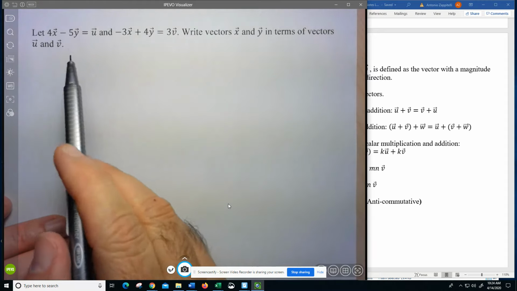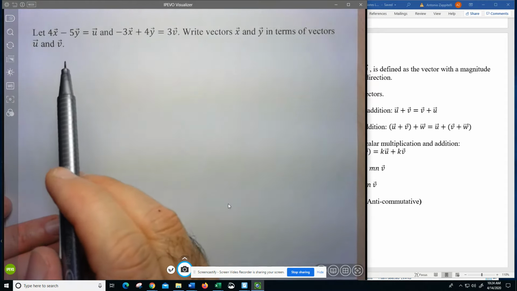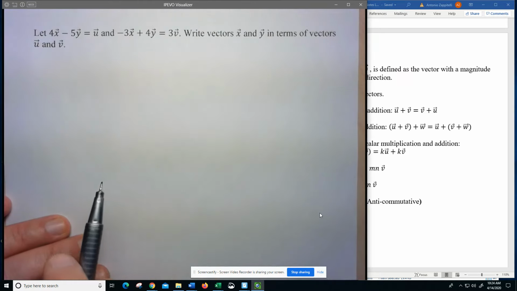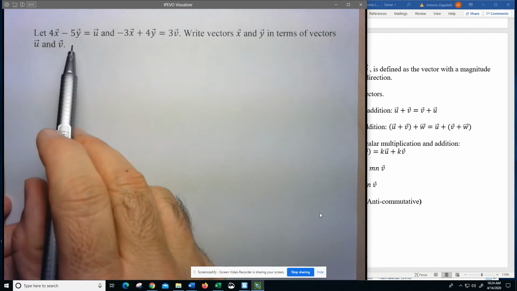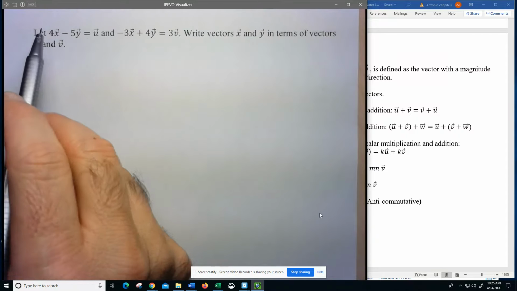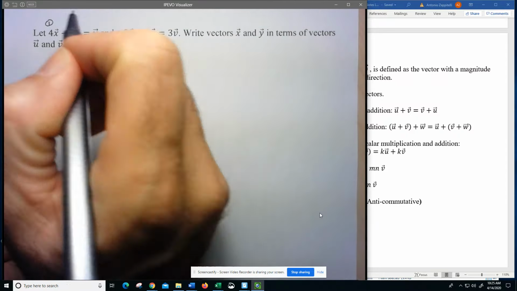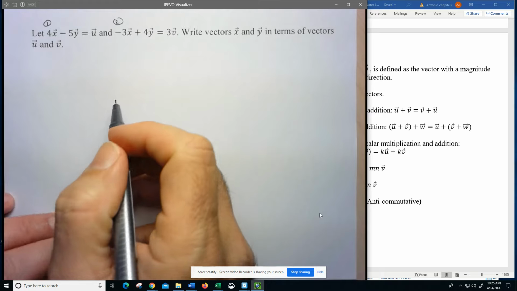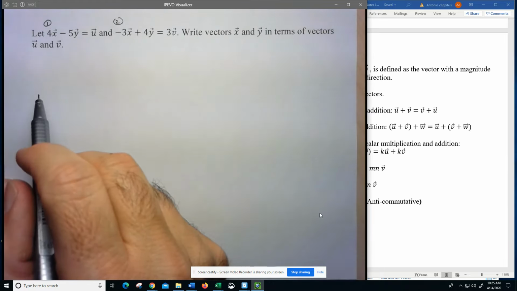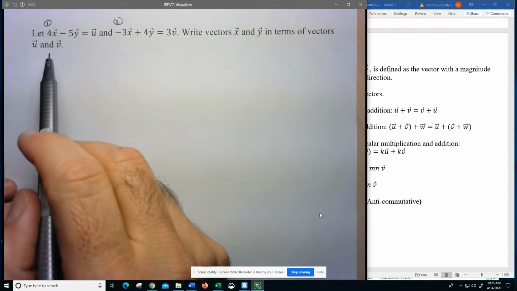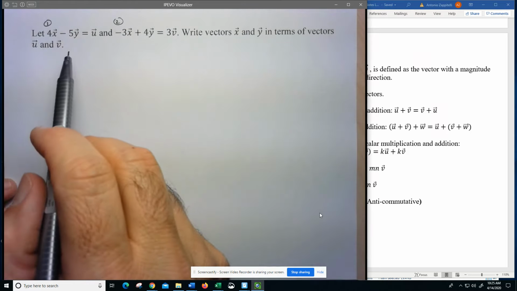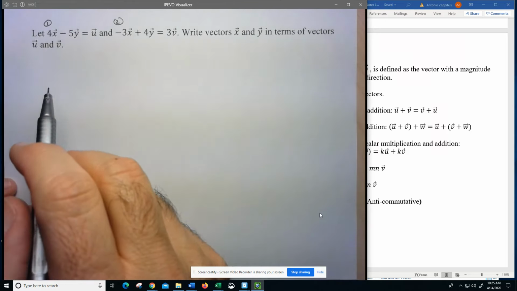So again, remember, we have access to the same algebra now as we did with good old regular algebra with numbers and variables. So what I'm going to do here is use good old elimination. I'm going to consider this equation 1 and this equation 2, and I know that I can use scalar multiplication, that whatever I do to one side of the equation, I do to the other side of the equation. So I'm going to rearrange these in order to be able to eliminate one variable at a time.